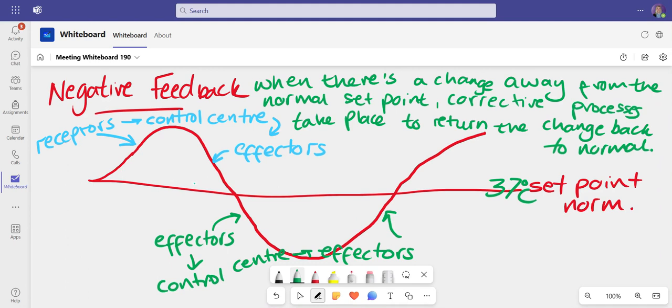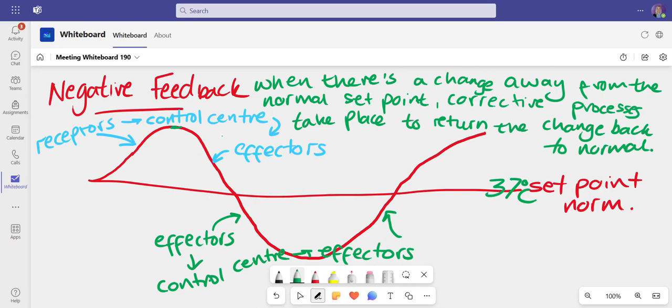Now, when we say that we're keeping our blood sugar constant or a temperature constant or our water levels constant, we're actually not keeping them constant. We're keeping them within a very narrow range. So the top here is only going to be like 37.6 and down here is going to be 37.4 or something. So it's barely going above and below because this system of negative feedback works so well.